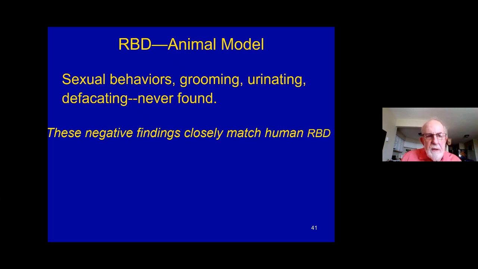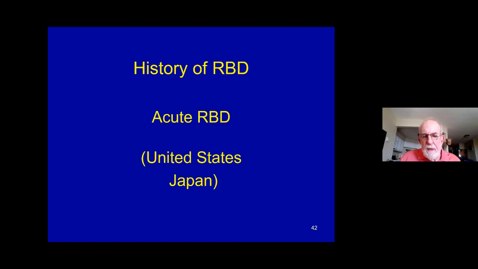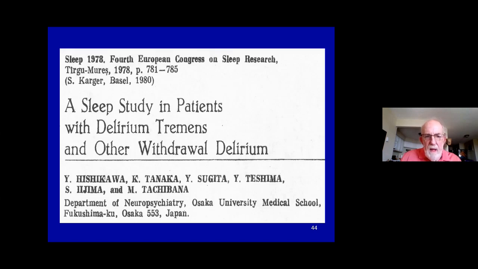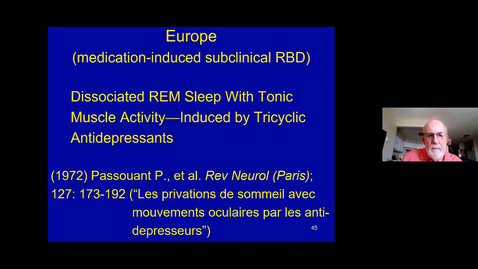Interestingly, sexual behaviors, grooming, urinating, defecating were never found in the experimental animal model, and these negative findings also closely match human RBD. Moving on with the history of RBD, with acute RBD, investigators in the United States and Japan identified acute RBD. Beginning in 1966 in the United States, acute RBD emerging in the context of acute alcohol withdrawal with hallucinations, the so-called alcoholic psychosis. And then in Japan, a sleep study in patients with delirium tremens and other withdrawal delirium. So both Japanese and American investigators in the clinical context identified acute RBD with acute alcohol withdrawal.